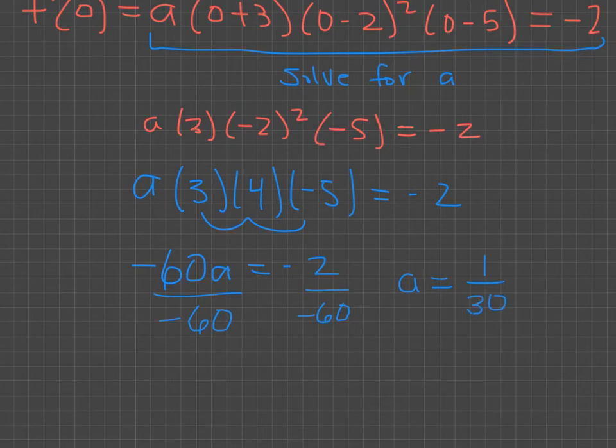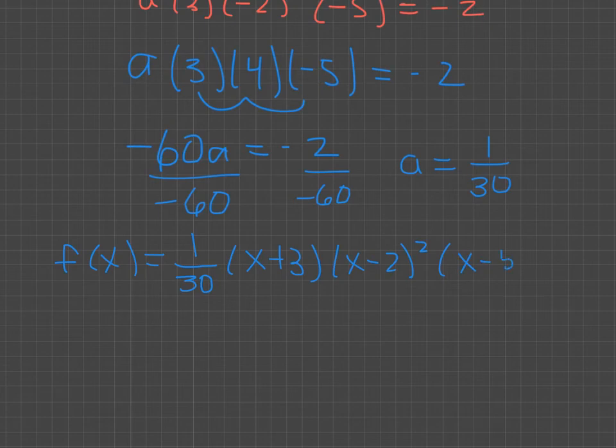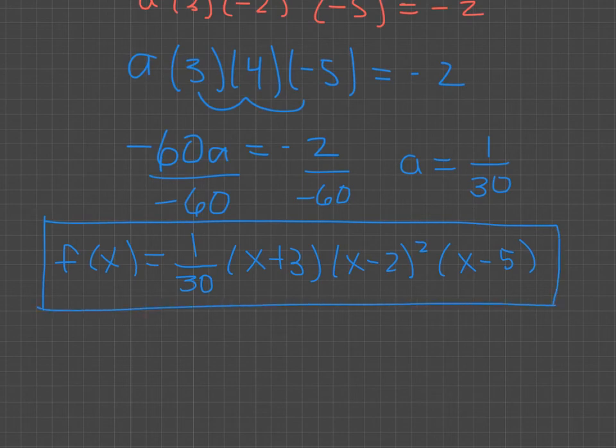Okay, so now we go back and write our function as f of x equals, we can now replace A with 1/30, and we've got our factors x plus 3, x minus 2 squared, x minus 5. And that is our polynomial of least degree represented by that graph.